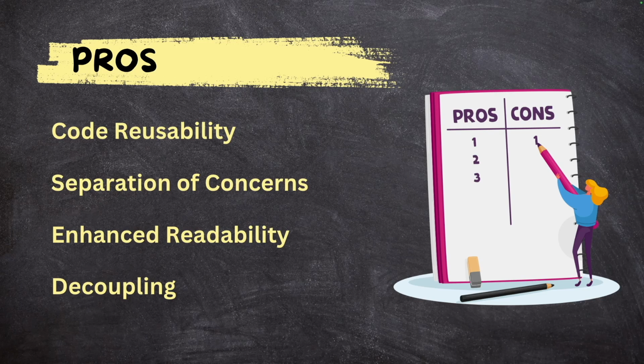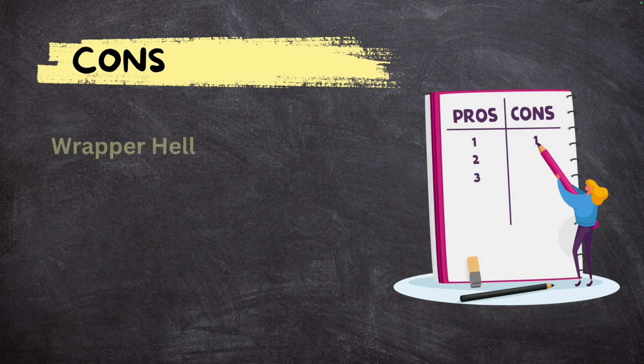Now let's see what are some of the cons of using this HOC pattern. The first one is wrapper hell. Using multiple HOCs on a single component can lead to wrapper hell, making it hard to follow the flow and understand which HOCs are applied and in what order. So sometimes it's really important to understand how we apply the HOC.